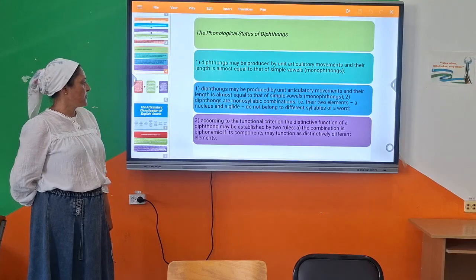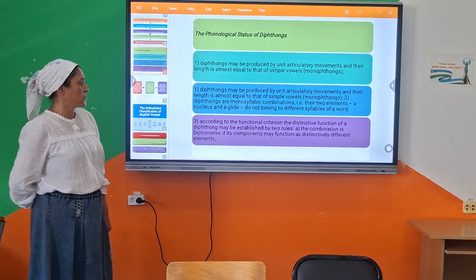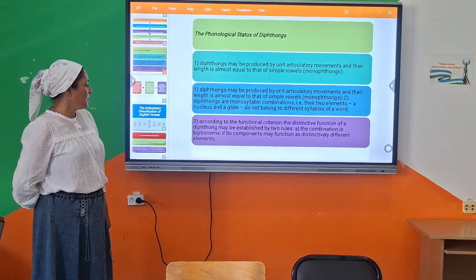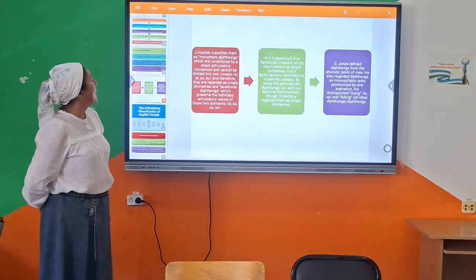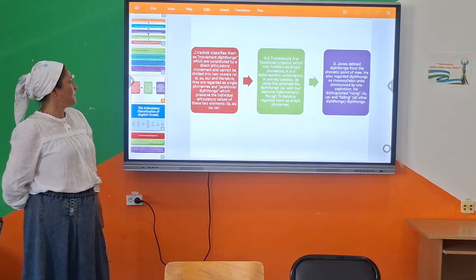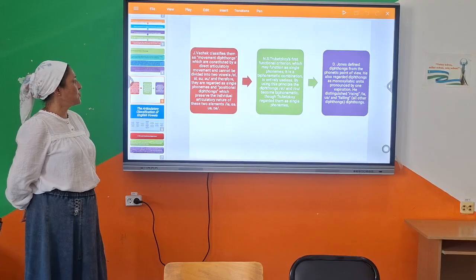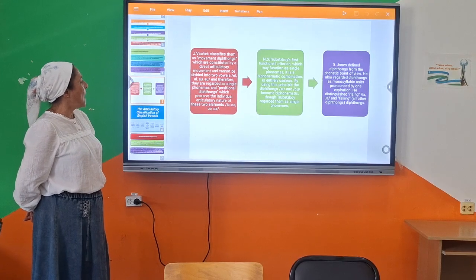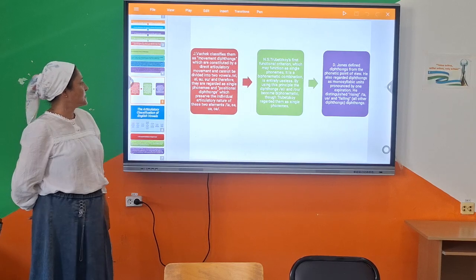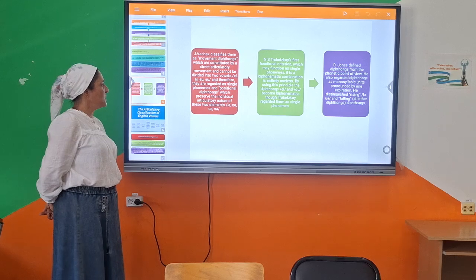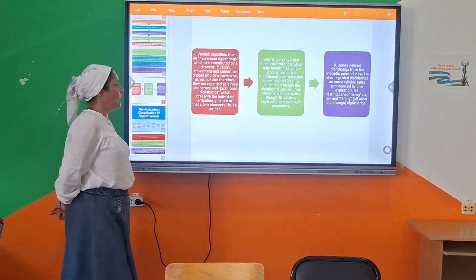According to the functional criterion, the distinctive function of a diphthong may be established by two rules. The combination is phonemic if its components may function as distinctively different elements. Weiter classifies them as movement diphthongs, which are constituted by a direct articulatory movement and cannot be divided into two vowels, and therefore they are regarded as single phonemes, and positional diphthongs, which preserve the individual articulatory nature of these two elements.